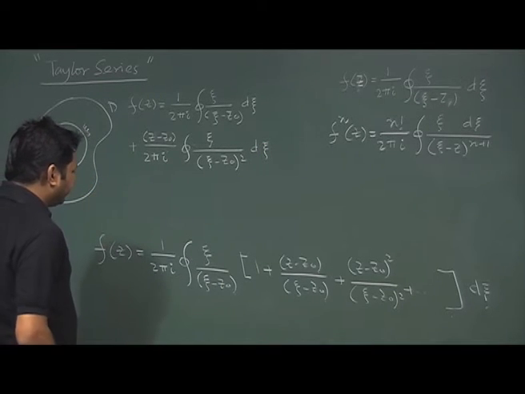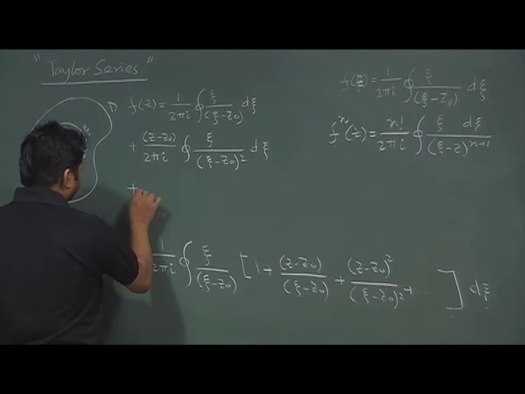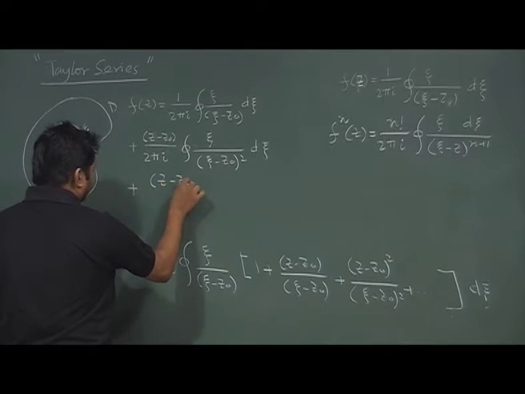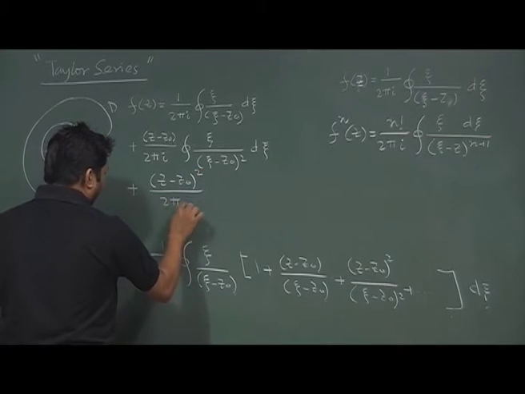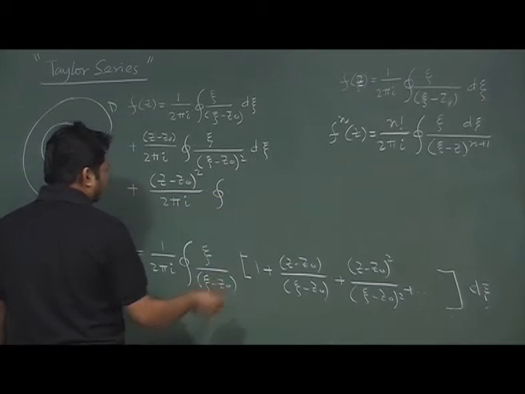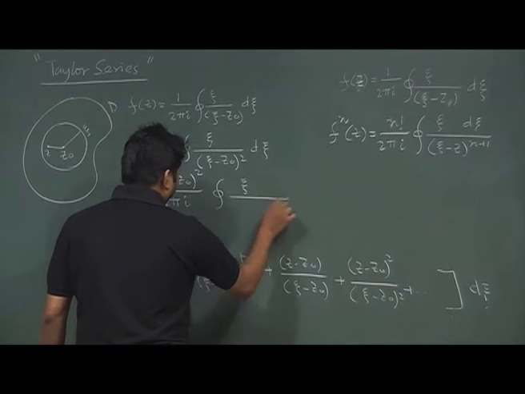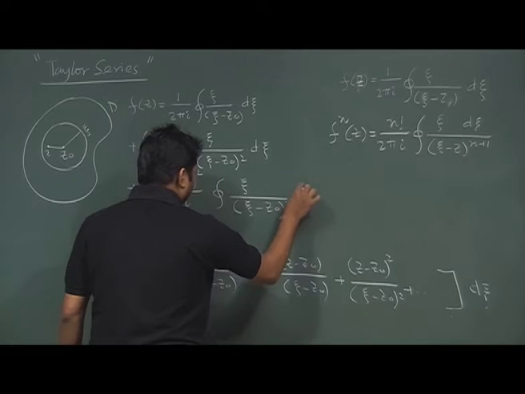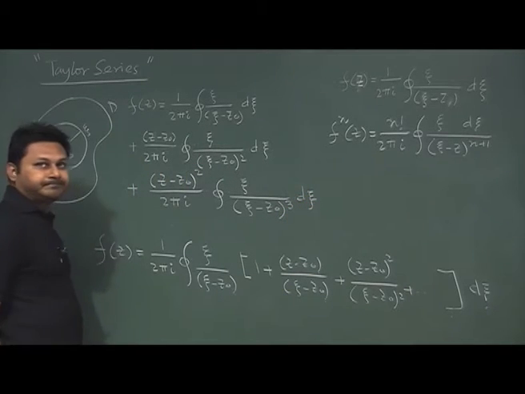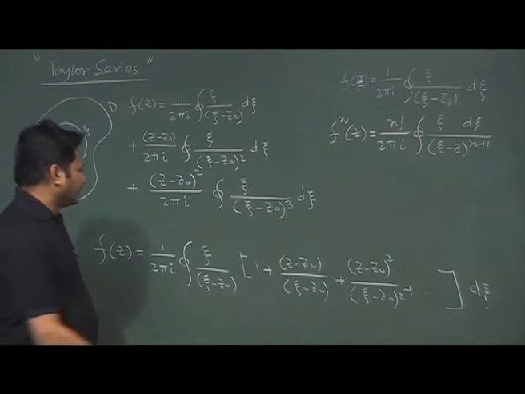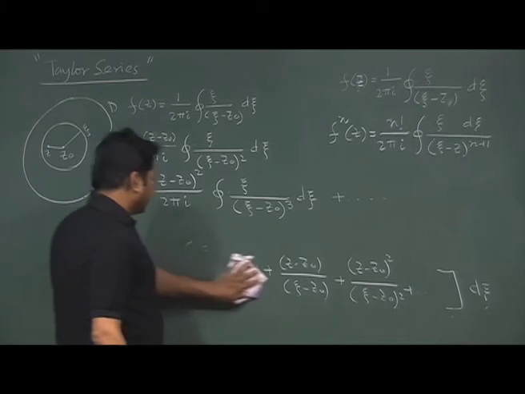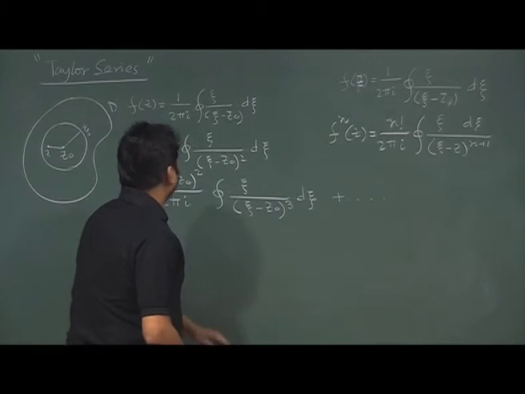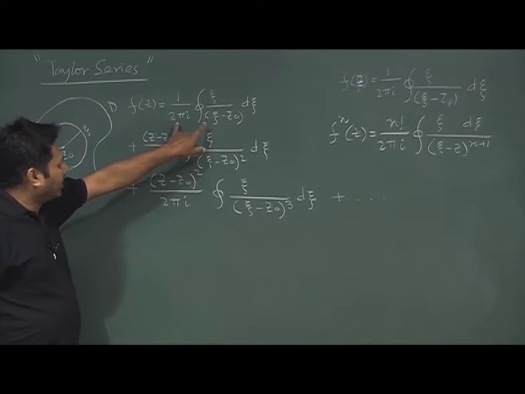What about the third term? Third term will be (z minus z0) square divided by 2 pi i, total integration of xi divided by (xi minus z0) cube d xi, and so on and so on. Now what I will do, I will just try to find out what is the meaning of this term.